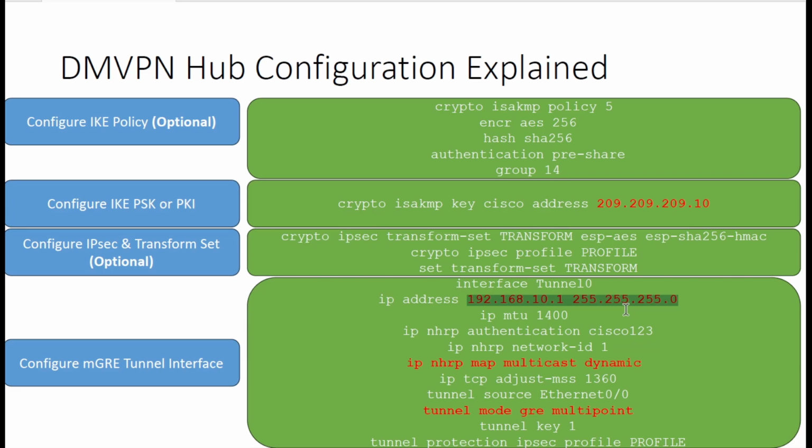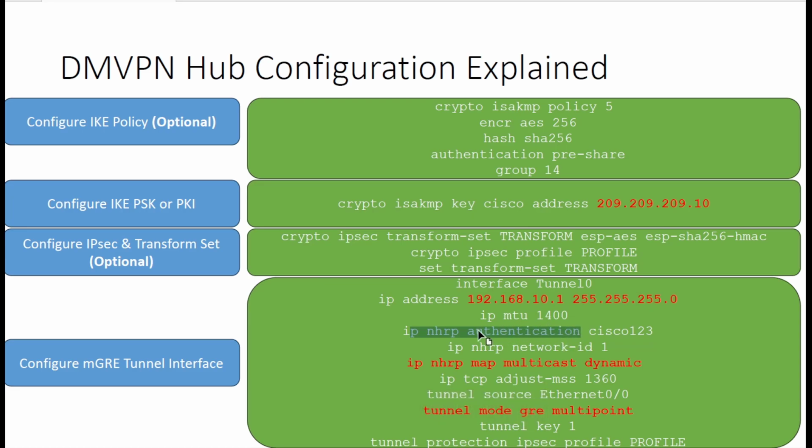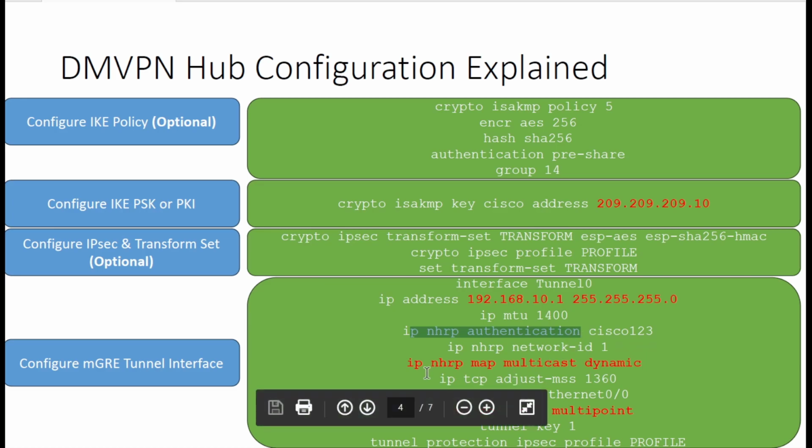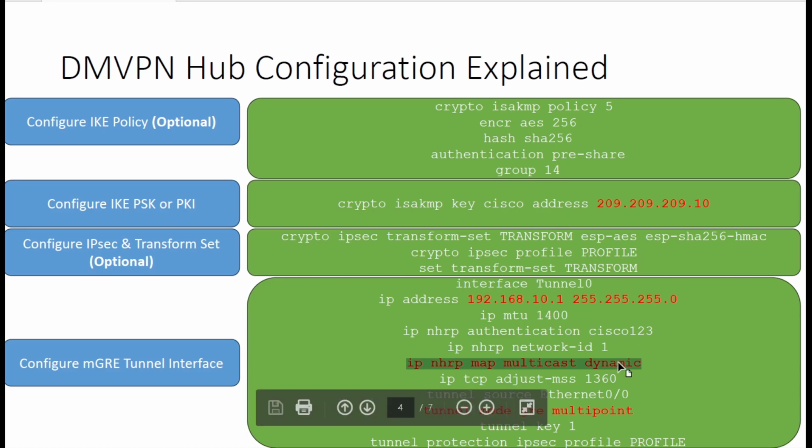We set our MTU for our traffic, and then we go into our NHRP configuration. We configure authentication for NHRP. We can configure a network ID for NHRP. In this example, you can see that we're using multicast dynamic. This basically means that we're dynamically going to peer with our spokes here. And you'll see the difference on the spoke configuration in a moment.